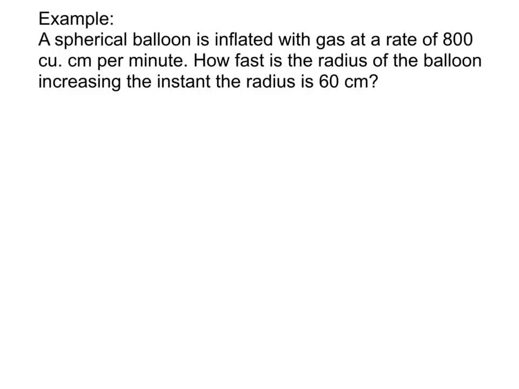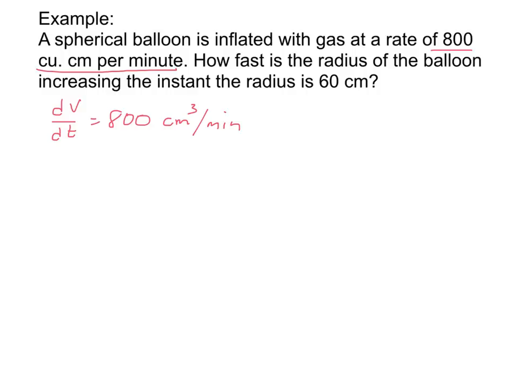Now, the first thing I want to do is identify the information that I'm being told in this problem. The one thing I notice right away is I do have a rate, and the rate that I'm given is right here: 800 cubic centimeters per minute. And that is really a rate of change for the volume. So right now, I know that dV/dt, the rate of change of the volume, is equal to 800 centimeters cubed per minute.